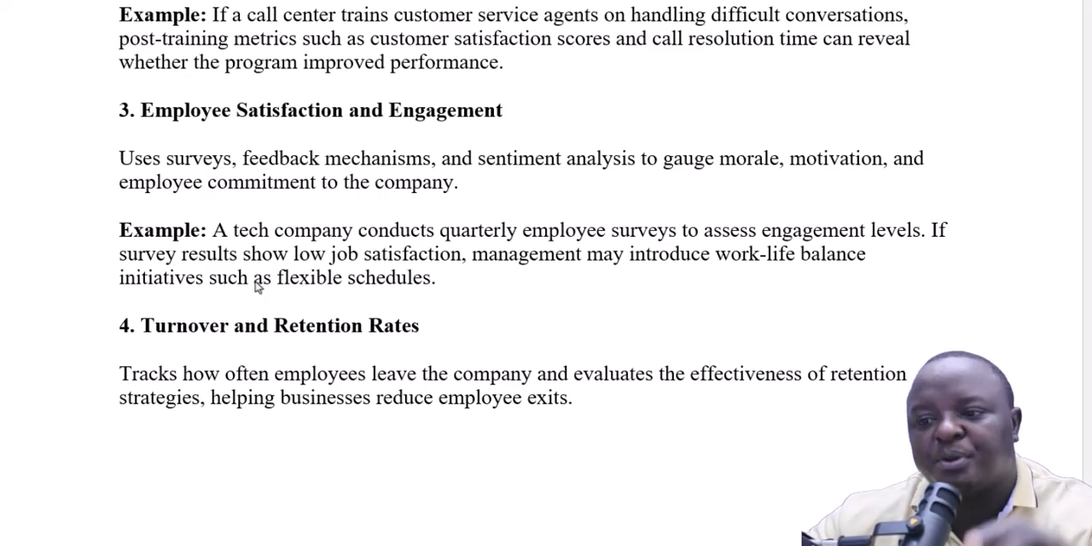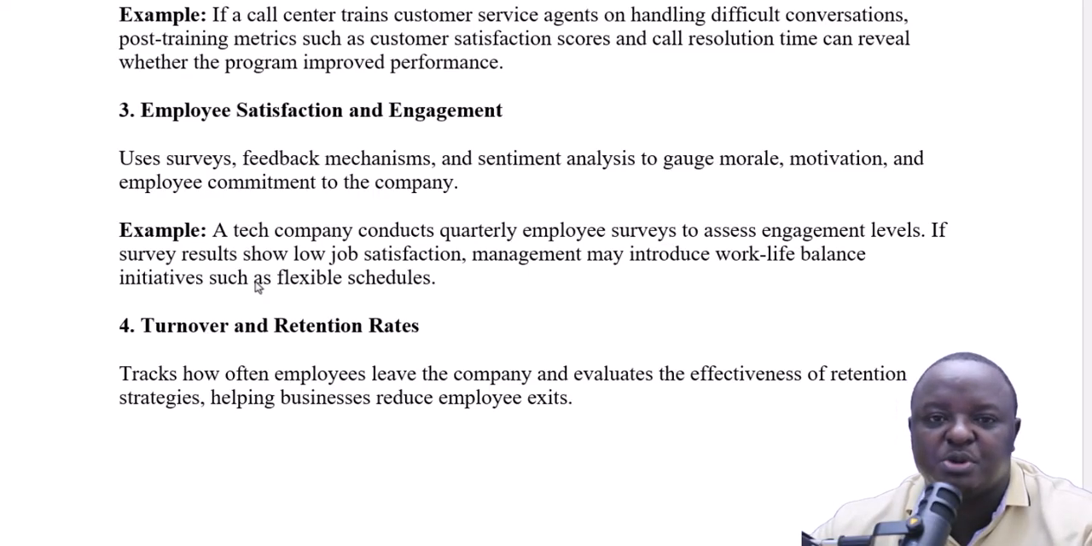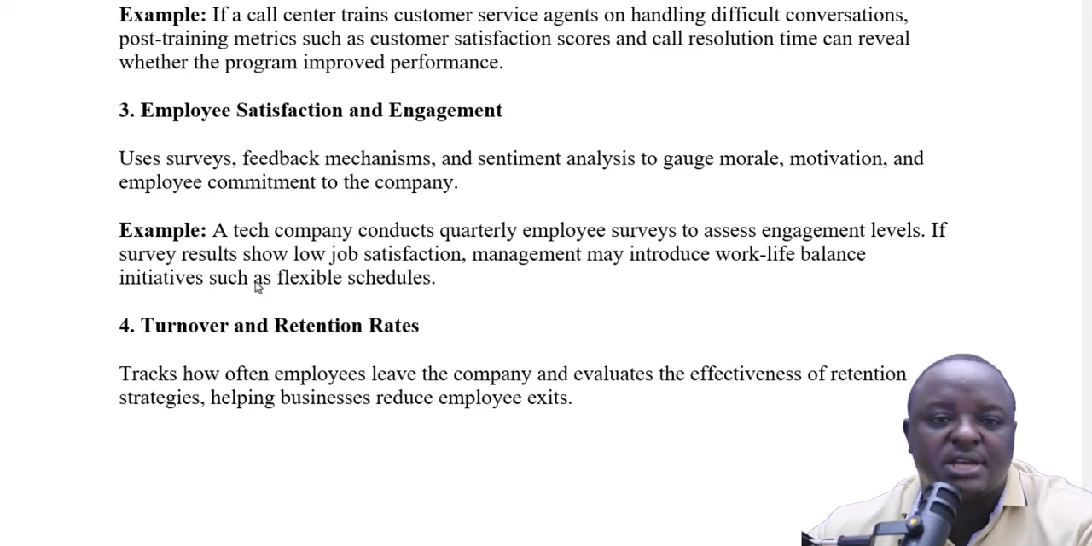Thirdly, we can look at employee satisfaction and engagement. Here we can use surveys, feedback mechanisms, and even sentiment analysis to gauge the morale, motivation, and employee commitment to the company. For example, a tech company can conduct a quarterly employee survey to assess engagement levels. So if the survey results show low job satisfaction, then the management may introduce work-life balance initiatives such as flexible schedules and all that. So here we look at the employees. We assess how satisfied the employees are. How motivated are the employees when it comes to engagement?